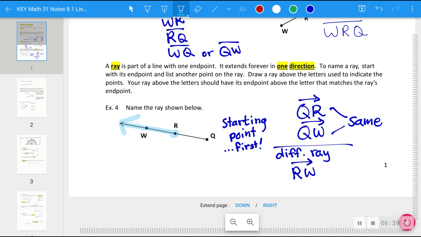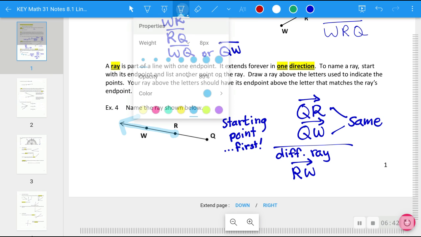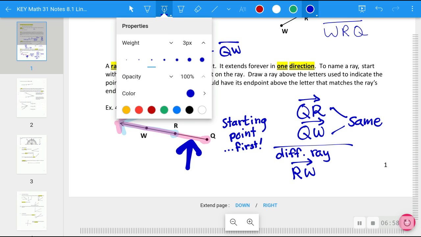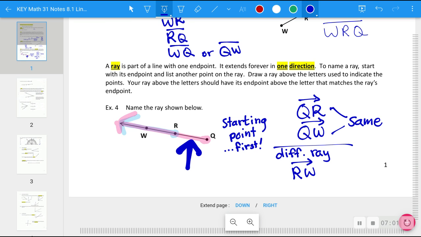There's ray RW, starts at R, goes in the direction of W forever, and you're going to see here ray QW. Those aren't the same path. Specifically, this little section right there. I got to change the size of that pen. Okay, so specifically that section right there is colored pink, but not pink and blue. All right, remember that when you name a ray, you have to put a ray symbol on top, and the first letter you put down is always the starting point of the ray.